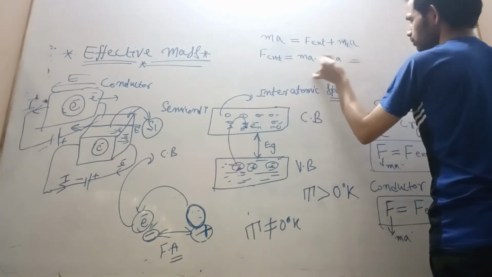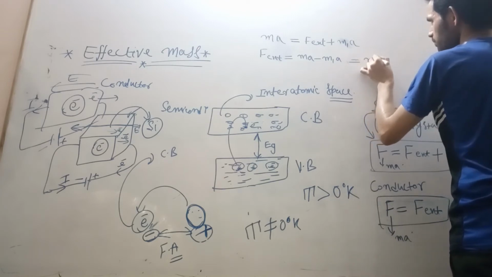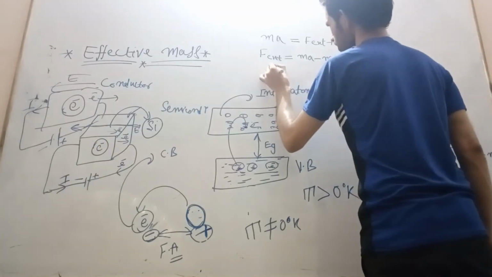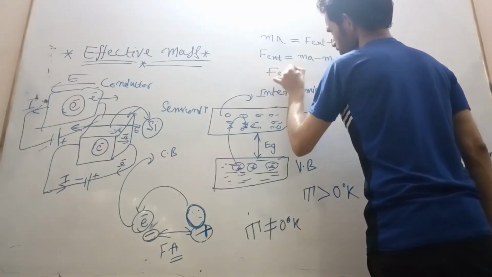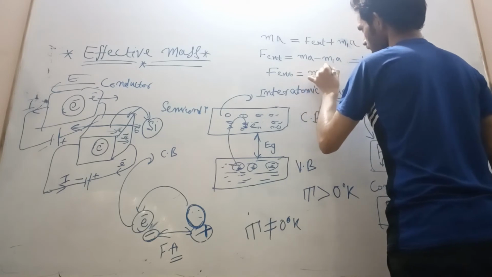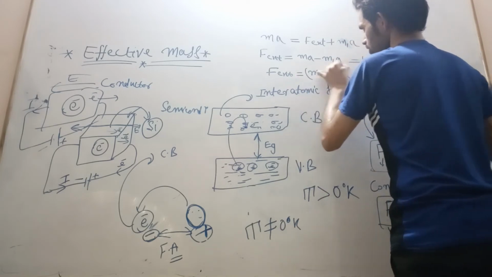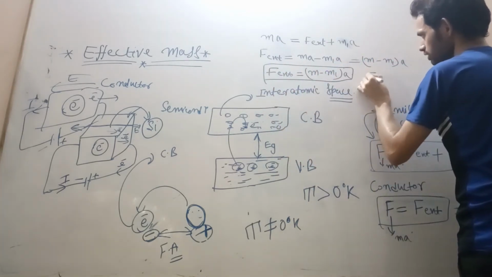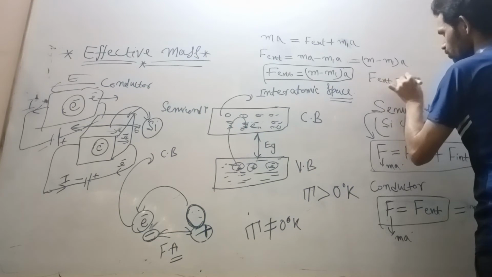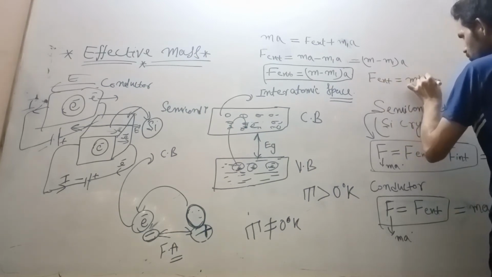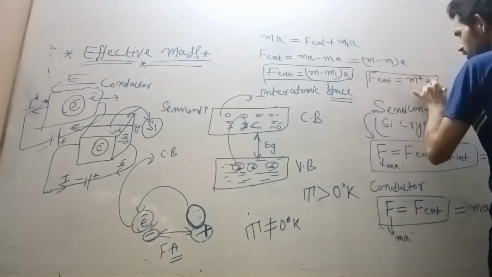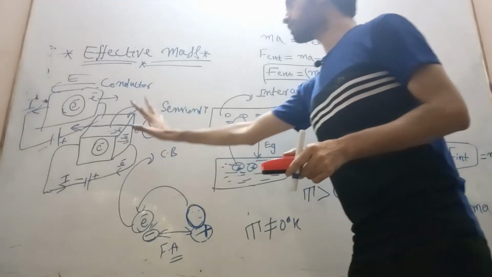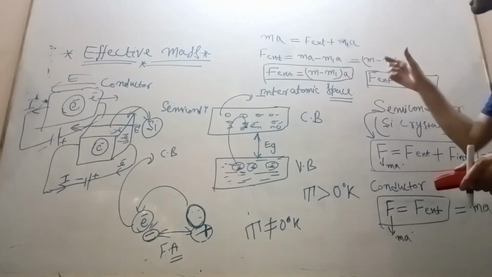Now what to do? Just take m minus m1 common, so F external is equal to (m minus m1) into a. This is my F external force. So m minus m1 is nothing but the effective mass, F external force is equal to effective mass into a. In this way we can define the effective mass inside the semiconductor crystal.